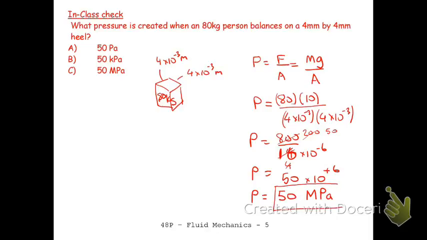That's a tremendous amount of pressure. An atmosphere is 100,000 pascal. 10 of those would make 1 megapascal. So 500 atmospheres, that's the pressure.